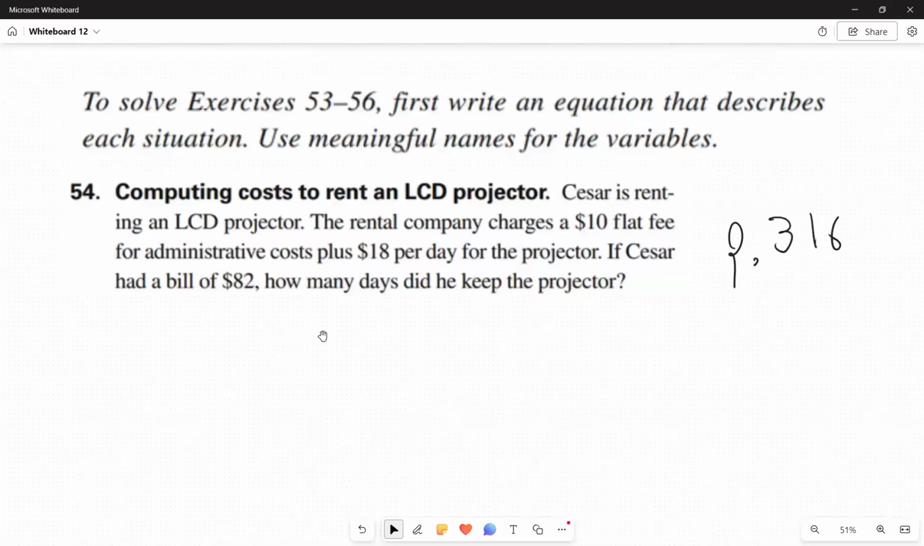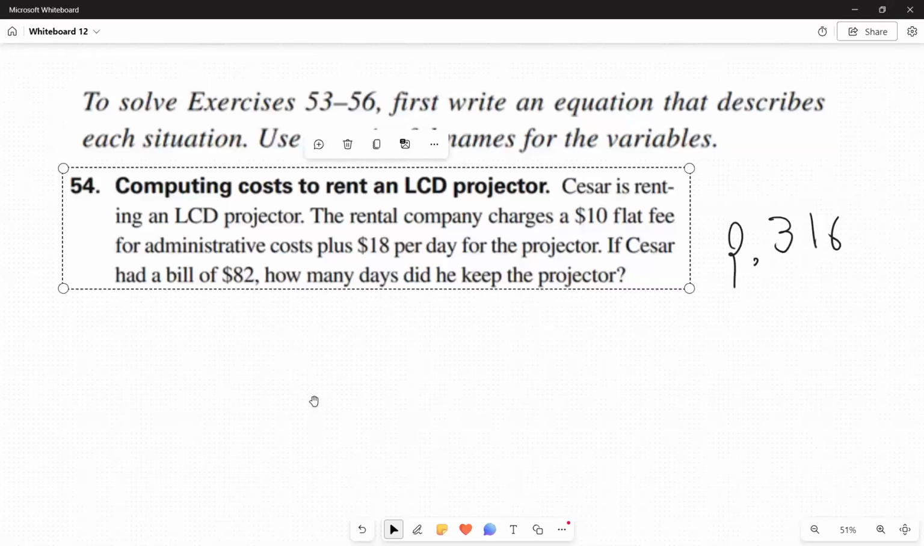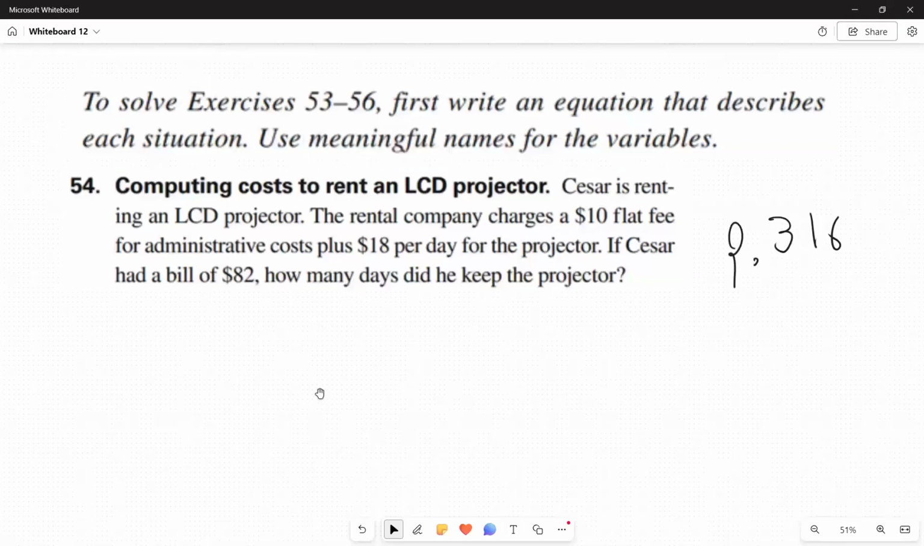Hello. In this video, I'm showing you applications of linear equations in slope-intercept form to real-life situations. So here's the first problem on page 316. We are going to write an equation that describes the situation and answer the question.